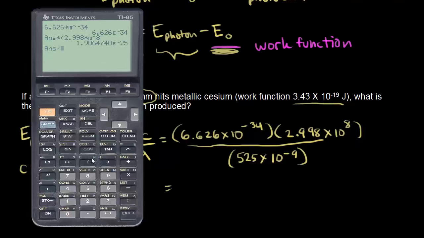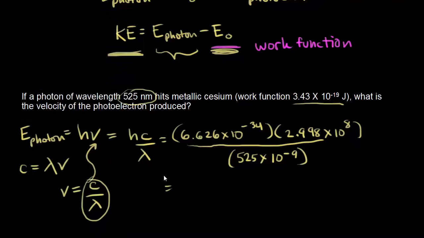And we get that number. We're going to divide it by the wavelength, 525 times 10 to the negative 9. And we get 3.78 times 10 to the negative 19. So let me go ahead and write that down here. 3.78 times 10 to the negative 19. And if you did your units up here, you would get joules.